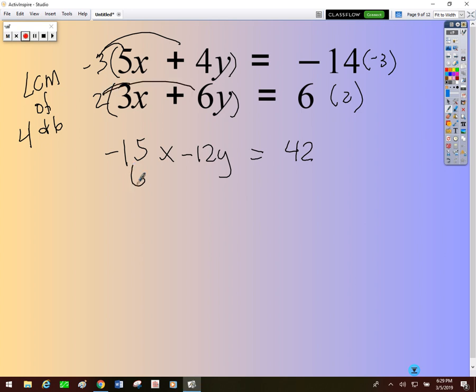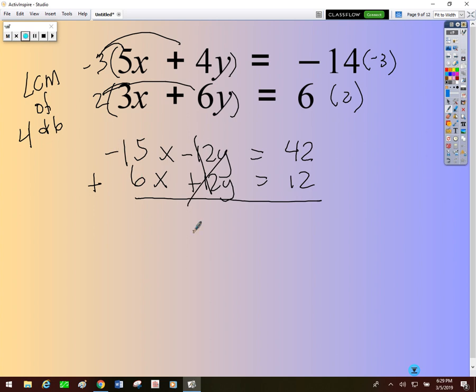2 times 3x is 6x. 2 times positive 6 is a positive 12y. And then 6 times 2 is 12. Alright, so now if you think about this, everything we've done, we've gone back to really that first problem where we're trying to eliminate. And what I've done is I've created my own numbers here. I've turned these two equations into these to eliminate. So there goes the y's.